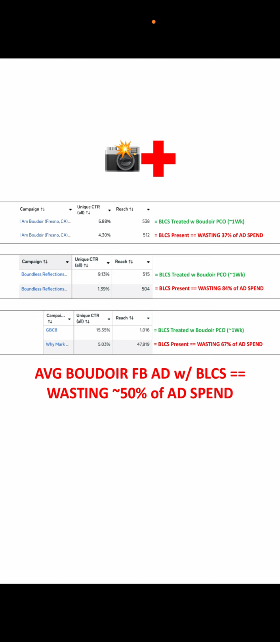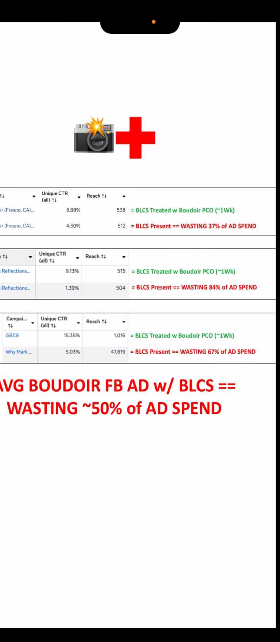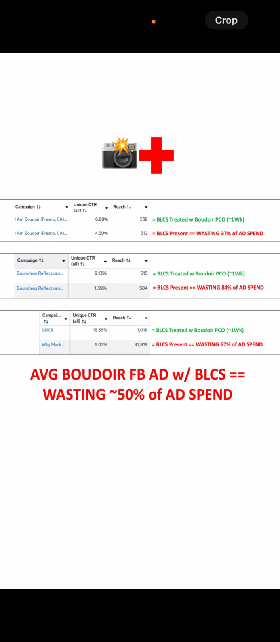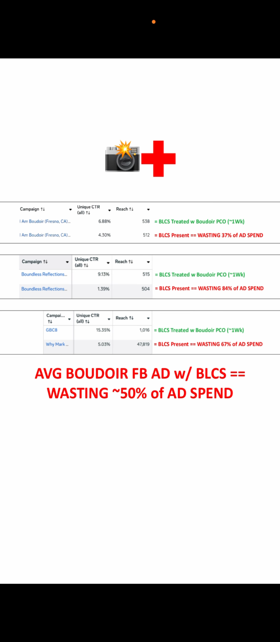And from my testing, my data, the average Boudoir Facebook ad with BLCS is wasting about 50% of its ad spend. I mean, we can look here, wasting 37%, wasting 84%, wasting 67%. The average of that is somewhere between 50 to 60%. So, spending 10 grand a month on Boudoir Facebook ads, it's literally 5 grand a month down the drain every single month. So 60 grand over the next year on average.